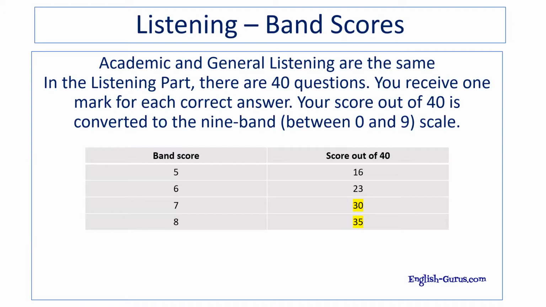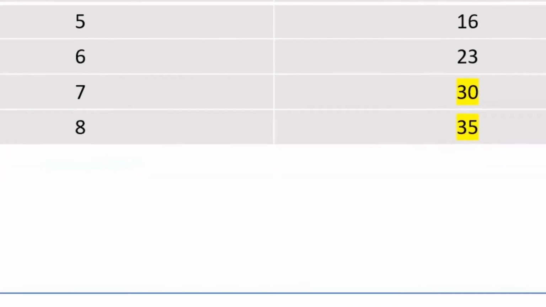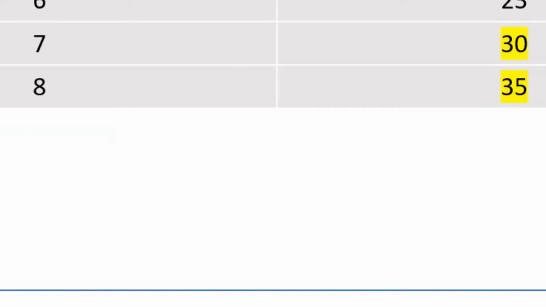In the listening part, there are 40 questions. You receive 1 mark for each correct answer. Your score out of 40 is converted to the 9-band scale. So if we look at that conversion, we can see to get band score 7 and above, you should be getting at least 30 answers correct out of 40. And to get band score 8, 35 questions must be answered correctly.